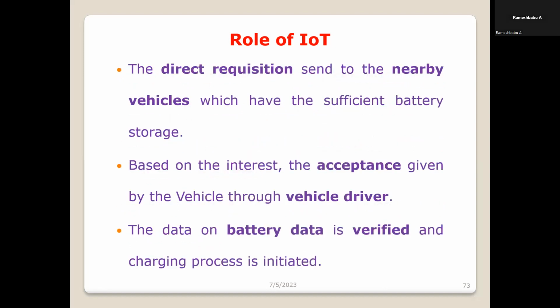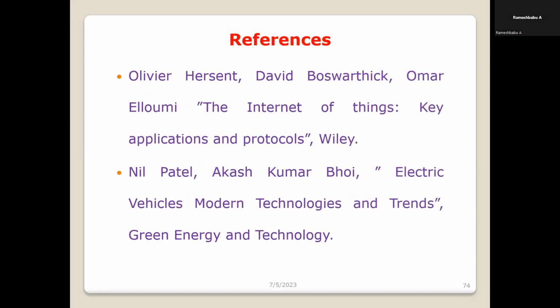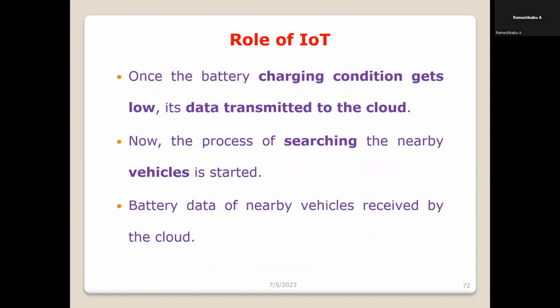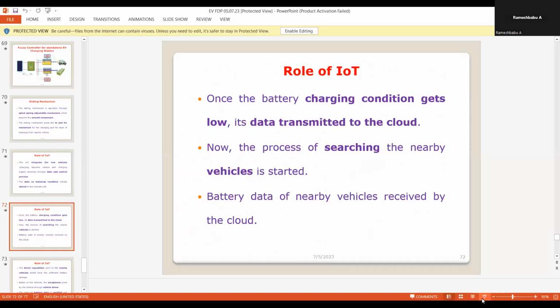This is the role: a direct request is sent to nearby vehicles which have sufficient battery storage, and the vehicle driver accepts. This is the main thing. The battery data is verified and the charging process is initiated. These are the references. So this is my overall presentation.